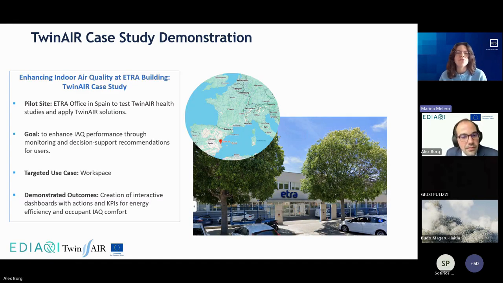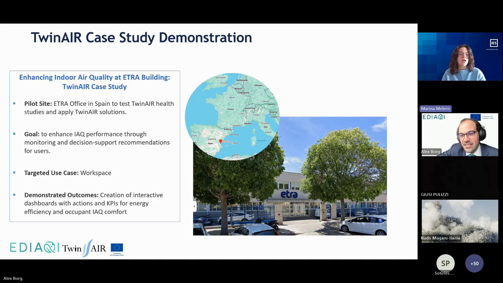So we finally move on to a case study demonstration so you can see what we did with our dashboards. In this case, I'm bringing you ETRA office in Spain, in Valencia. I don't know if any of you have been there, but it's a really beautiful city. So here we can see how the approach works in practice.